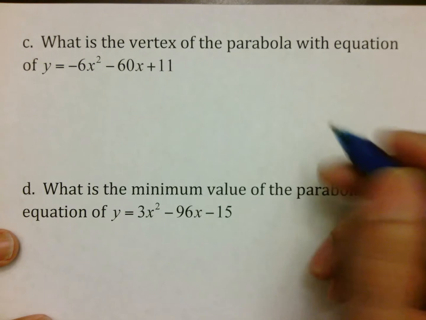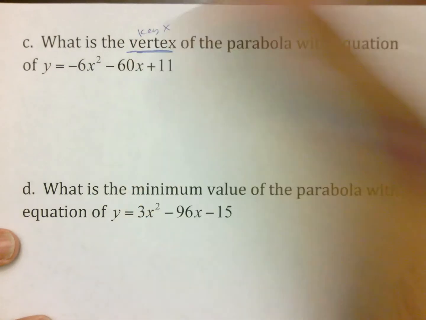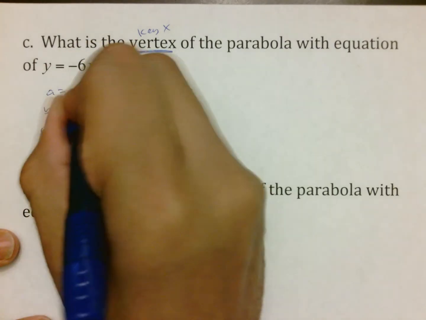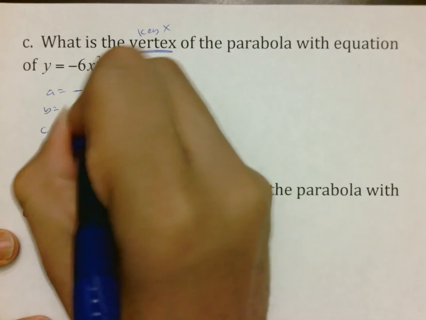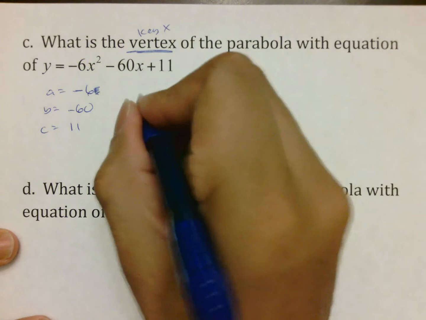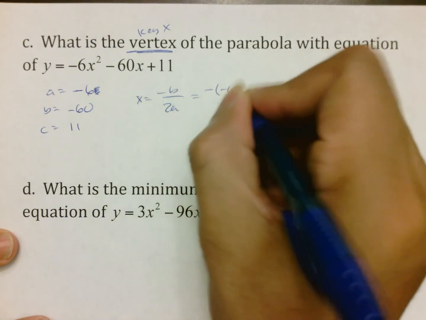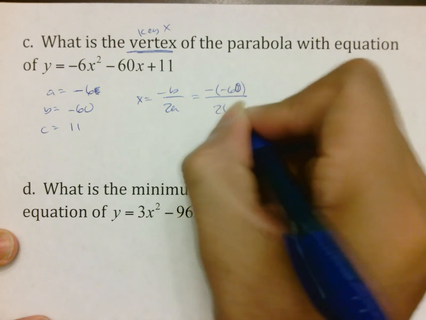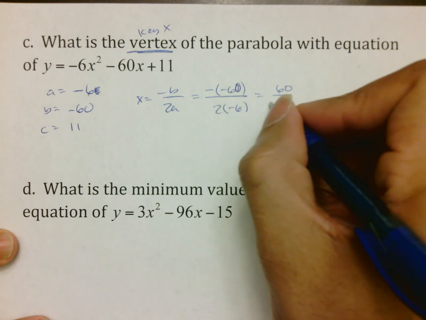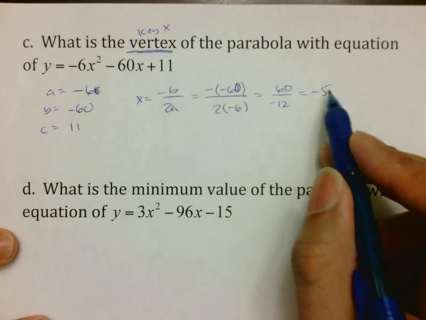What's the vertex of the parabola with the equation? Again, here we're looking for just the vertex. Remember that the vertex comes from your key x. And so that means that we have to do our a equals, b equals, and c equals, which is negative 6, negative 60, and 11. X is negative b over 2a, which is negative 60 over 2 times negative 6, which is positive 60 over negative 12, or when you divide that, negative 5. That is not my vertex, that is my key x.